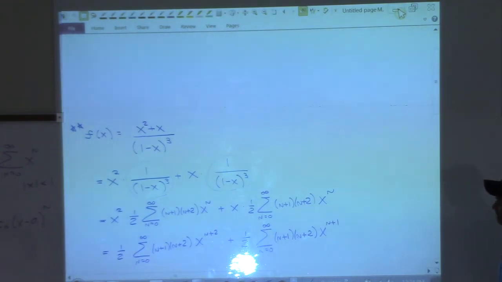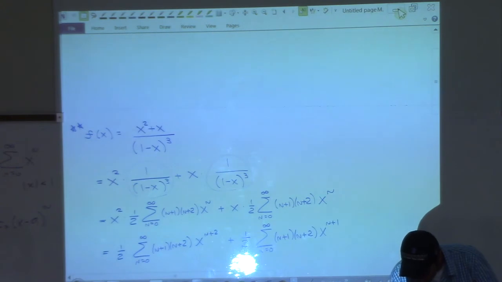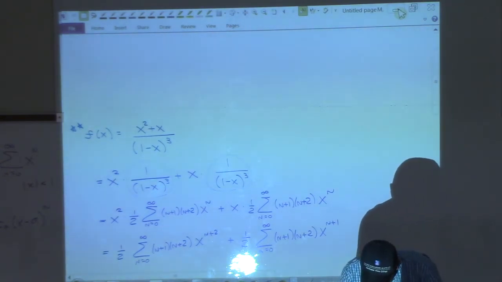Okay, I'm going to shut up now. I'm going to finish this problem because it's really nice what we still need to do. Combine them. We can only have one power series.